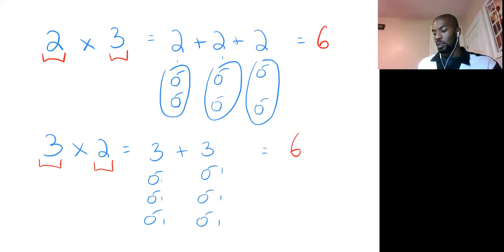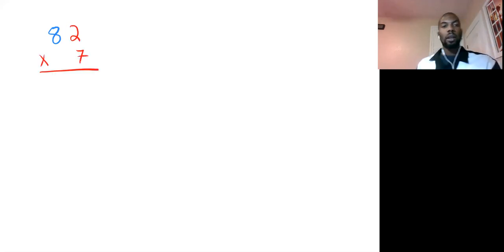Okay, but we're not here to do simple multiplication. We're here to do multi-digit. So let's talk about multi-digits. Multi-digit means multi, many, digits, numbers, many numbers. So we're going to start off with a large number. We're going to say multiply 82 times 7. Right now, what I'm going to do is show you the different ways you can write a multiplication problem. This is the first one called stacking.